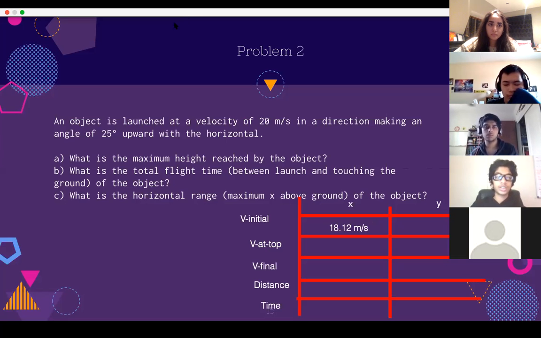Also, it would be helpful to have a row for acceleration, but it's kind of short on space. So in the x direction, there's no acceleration. In the y direction, we have minus 9.8 meters per second squared. And so if there's no acceleration, we know that the x velocity will be 18.12 meters per second at all points. So we can also go ahead and write that down immediately.